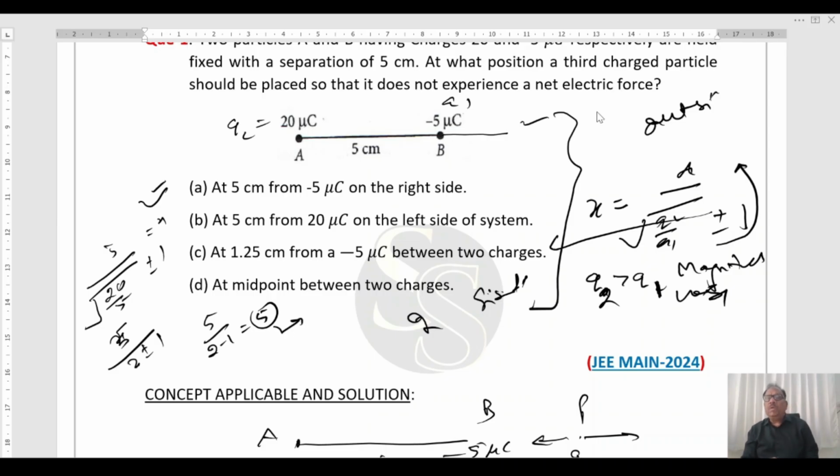So for unlike charges, null point will be outside, towards the charge smaller in magnitude, whether it is positive or negative, and you follow this formula. This answer can be given orally, but before giving the answer orally, I will explain the complete concept. Next question.